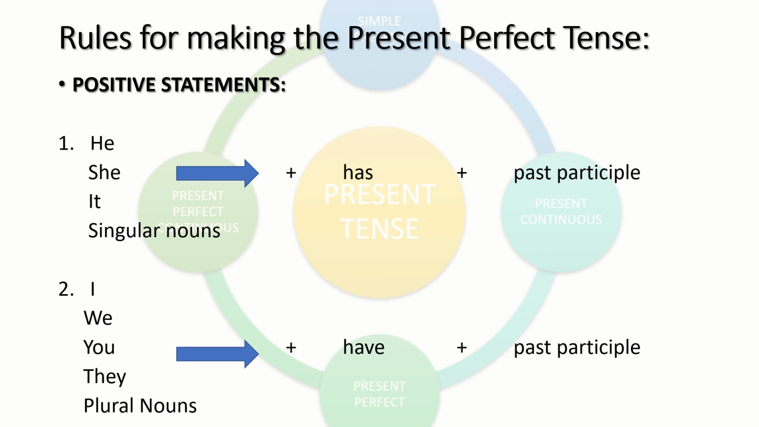Okay? Similarly, number 2, when we have plural nouns, or when we have I, we, you, and they, in these places we do not use has. Instead of that, we use have and a past participle. Okay? Please don't get confused. Though I and you are singular, still they will not use has, they will use have.